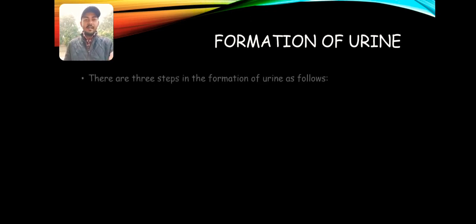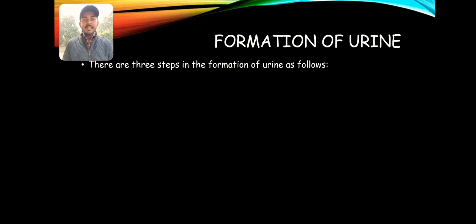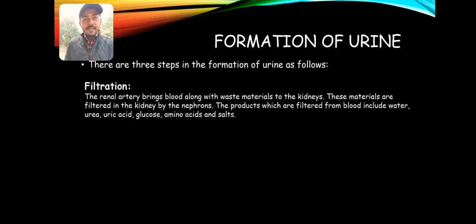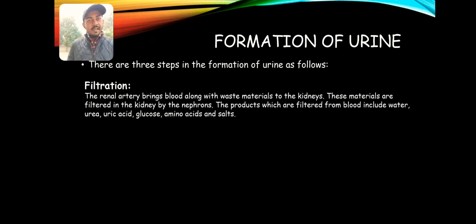After all this beautiful animation, we get the title: formation of urine. So let's start. There are three steps in the formation of urine as follows. What are those steps? First one is, my dear students, filtration.